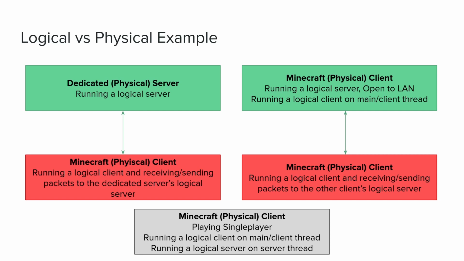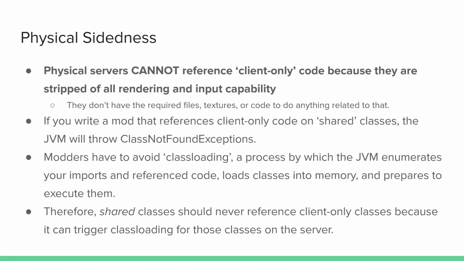So first example, you have a dedicated server. That is running a logical server. You have a client connected to that that is running a logical client and sends packets to the dedicated logical server. Second example, you have a client. It is running a logical server, and they open to LAN. And it's also running a logical client for the person who's hosting it. And then another client can connect to that, and it's just running a logical client and then receiving and sending packets to the other client's logical server. And then you can just play single player, and that is on a physical client. You play single player, it's running a logical server and a client at the same time.